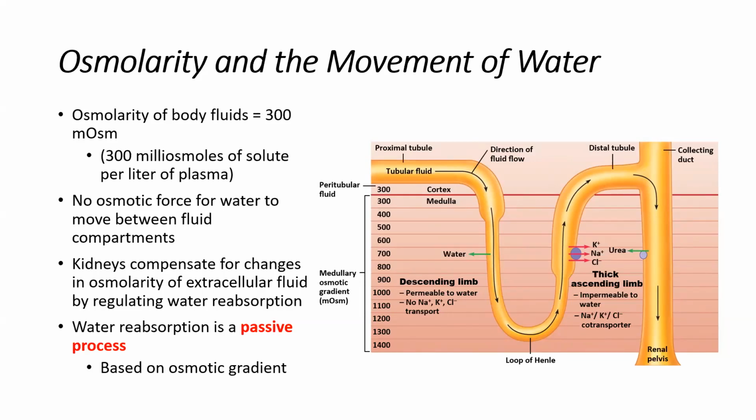And so the kidneys come in and they compensate for changes in the osmolarity of our extracellular fluid by regulating what happens at the level of the kidneys. And to make that a little bit simpler, if I am not taking in enough fluids, if I'm not bringing in enough water, then my plasma is going to start to be very concentrated. It's going to start to have more solutes than water. It's going to become really salty, we can think of it as.